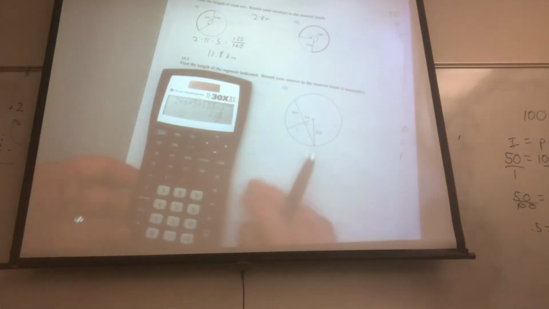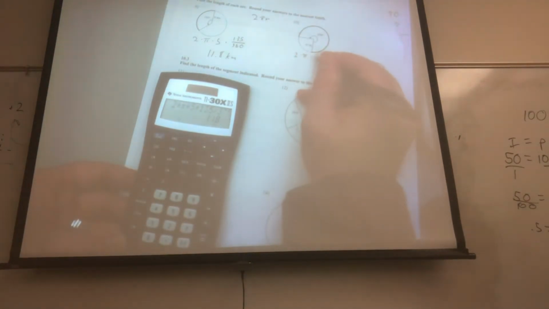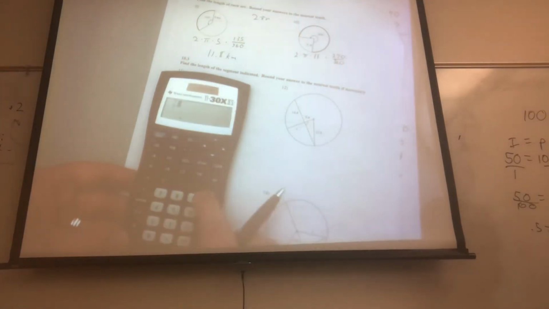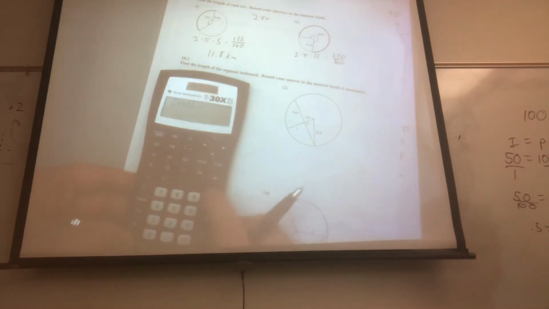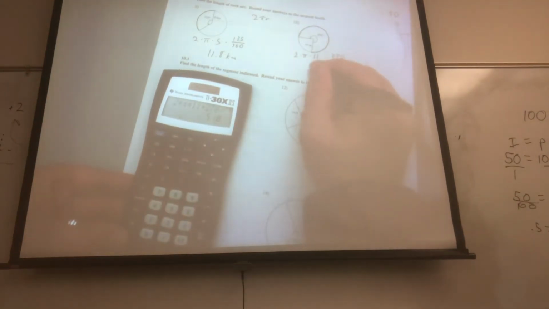Okay? On number 10, it's going to be 2 pi r again. So 2 times pi times 11 in this case. And then multiply that by 270 out of 360. So 2 times pi times 11 times 270 divided by 360. That's going to be 51.8.